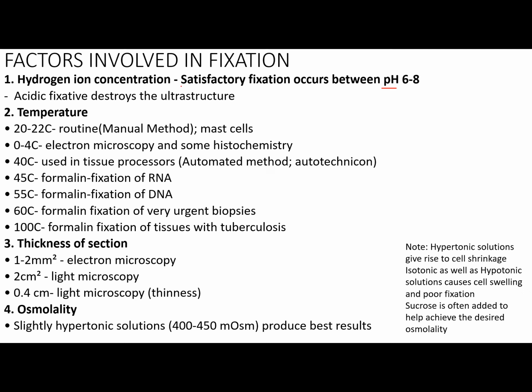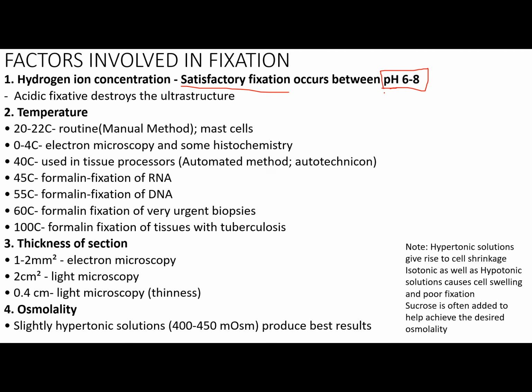Now, take note that satisfactory fixation would occur at a pH of 6 to 8. Your pH should be between acidic and alkaline, at a pH of 6 to 8. Very acidic fixatives, class, could destroy the ultrastructure of the cells and the tissues. Then another thing you need to consider is the temperature.